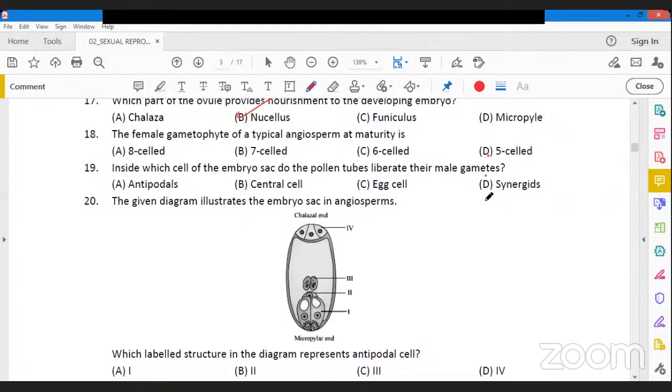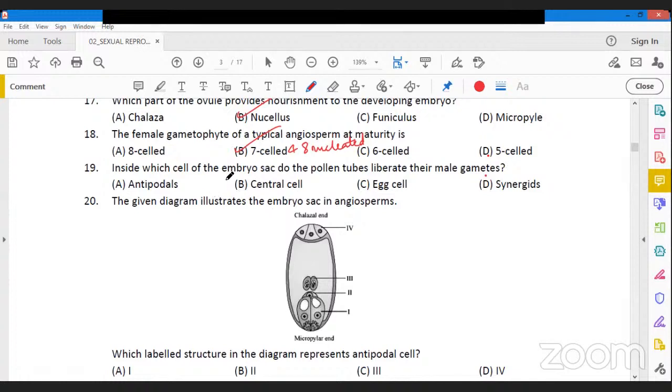And then the next one: the female gametophyte of a typical angiosperm at maturity is how many celled? It is 7 celled and 8 nucleated. You should remember, it is 7 celled and 8 nucleated.